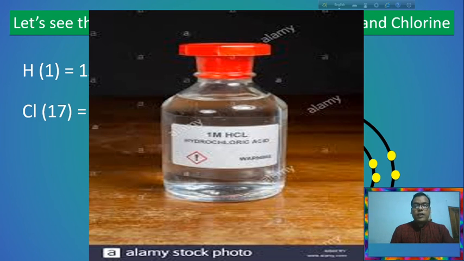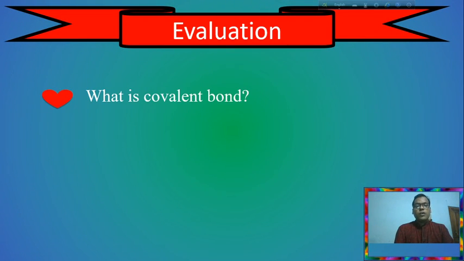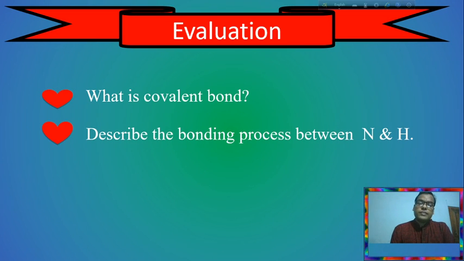So let's check how much you have understood the lesson. This is for evaluation. First question, what is a covalent bond? And second question, describe the bonding process between nitrogen and hydrogen. So the answer to the first question is: to get the electronic configuration like the nearest inert gases, the nonmetals share the outermost principal energy level electrons and produce a bond. And this bond is called a covalent bond. And second question, describe the bonding process between nitrogen and hydrogen. If we show the electronic configuration of nitrogen and hydrogen, I think you will be able to describe the bonding process between nitrogen and hydrogen.